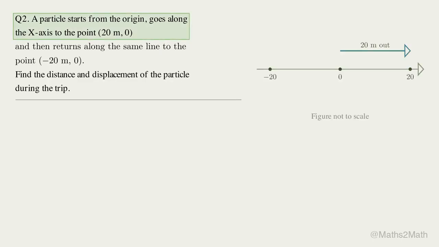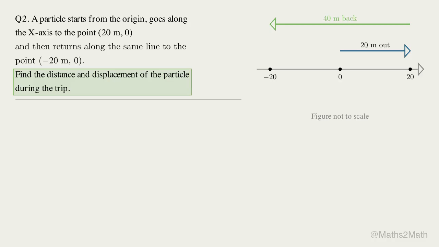Question 2. A particle starts at the origin, goes to 20 meters on the x-axis, then returns along the same line to minus 20 meters. Find the distance and the displacement for the whole trip. What does this mean? Distance counts both legs. Displacement only compares the final point with the start.